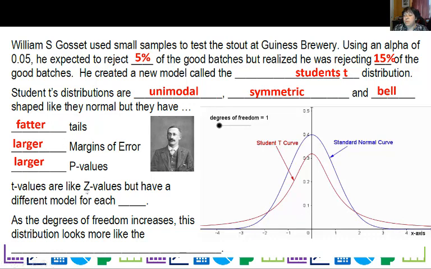Now, t-values or t-scores are like z-scores or z critical values, but have a different model for every degree of freedom. You can see this is degrees of freedom 1, and when I take it all the way to 40, it looks a lot like a normal distribution. So as the degrees of freedom increases, this distribution looks like the normal.